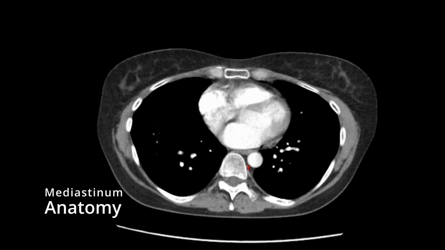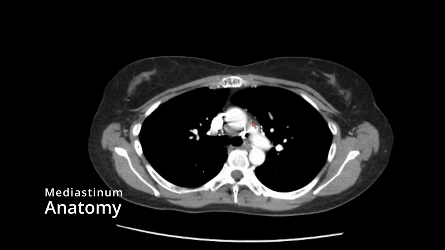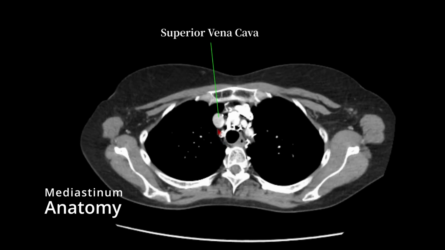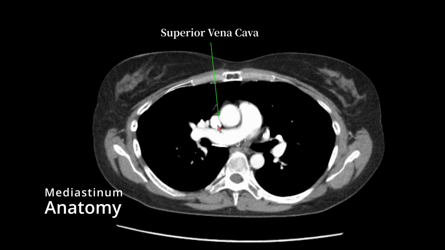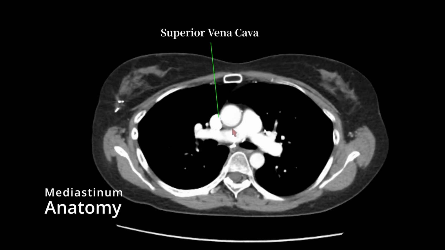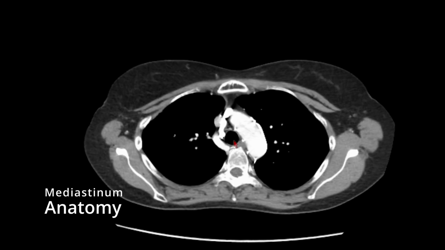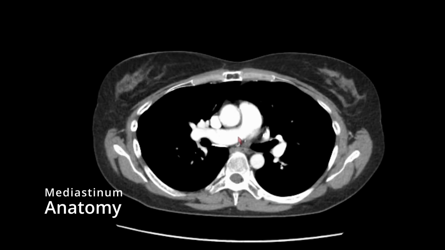Within the pericardium itself lies the middle mediastinum, which consists mostly of the heart and the vessels connected to it. This includes the ascending aorta, pulmonary trunk right there, superior vena cava right there, and the tracheal bifurcation. This is the trachea and that bifurcates right there. And some lymph nodes may be present in this space as well.